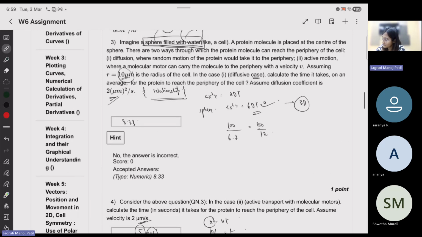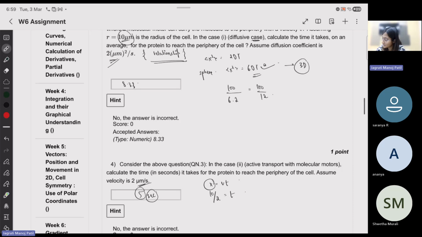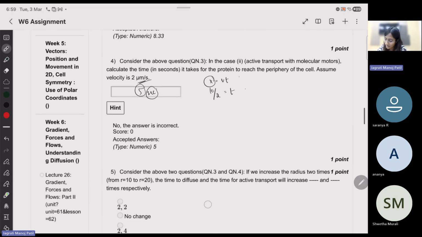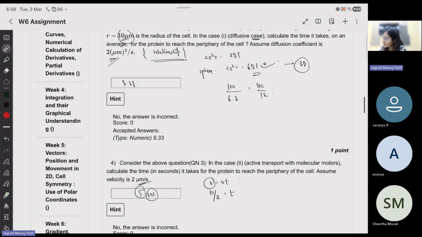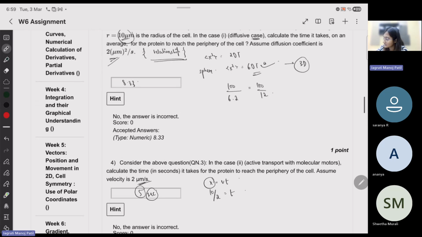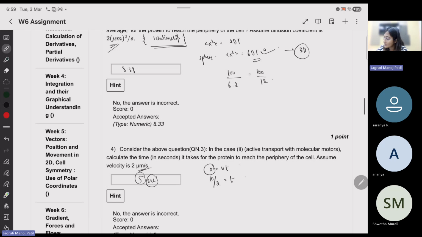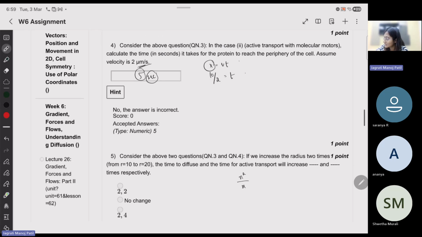no, x square is proportional to 2dt. In the other case, x is proportional to vt. Now we have to calculate how the radius is being changed. Time, sorry, the time is being varied. So time in one case is a square root and the other case is directly proportional to it. x is square root of t, so t is x square. This is x square and the other case is directly proportional to it.